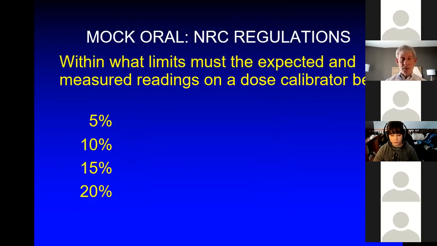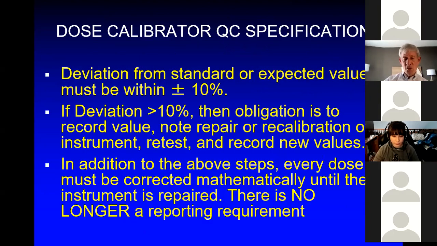Okay. I know you know the answer to this question. What are the limits for all dose calibrator tests? Sure, 10%. Plus or minus 10. Remember, if you go below minus 10 or higher than plus 10, they're both equally bad. It doesn't matter whether you're too high or too low, but your obligations have changed. Many years ago, when you had a dose calibrator that failed, you had to contact the NRC and say, we have a failure.